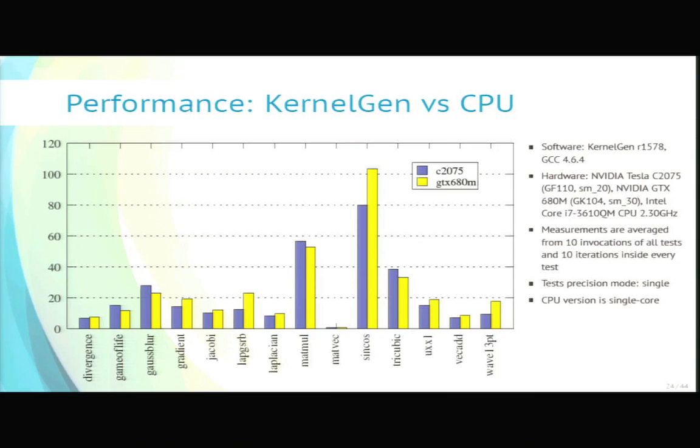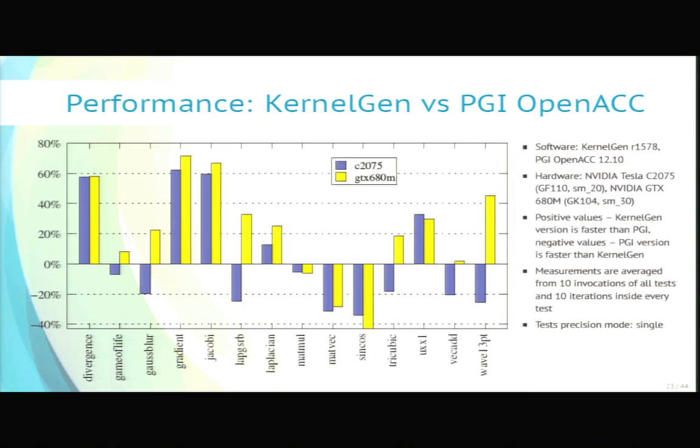Just for a check, we also made a comparison with CPU, but this is nothing interesting. It's just acceleration with some big numbers. These are absolute numbers of speedup. I think it's more reasonable to compare two technologies of the same kind, like KernelGen and PGI.